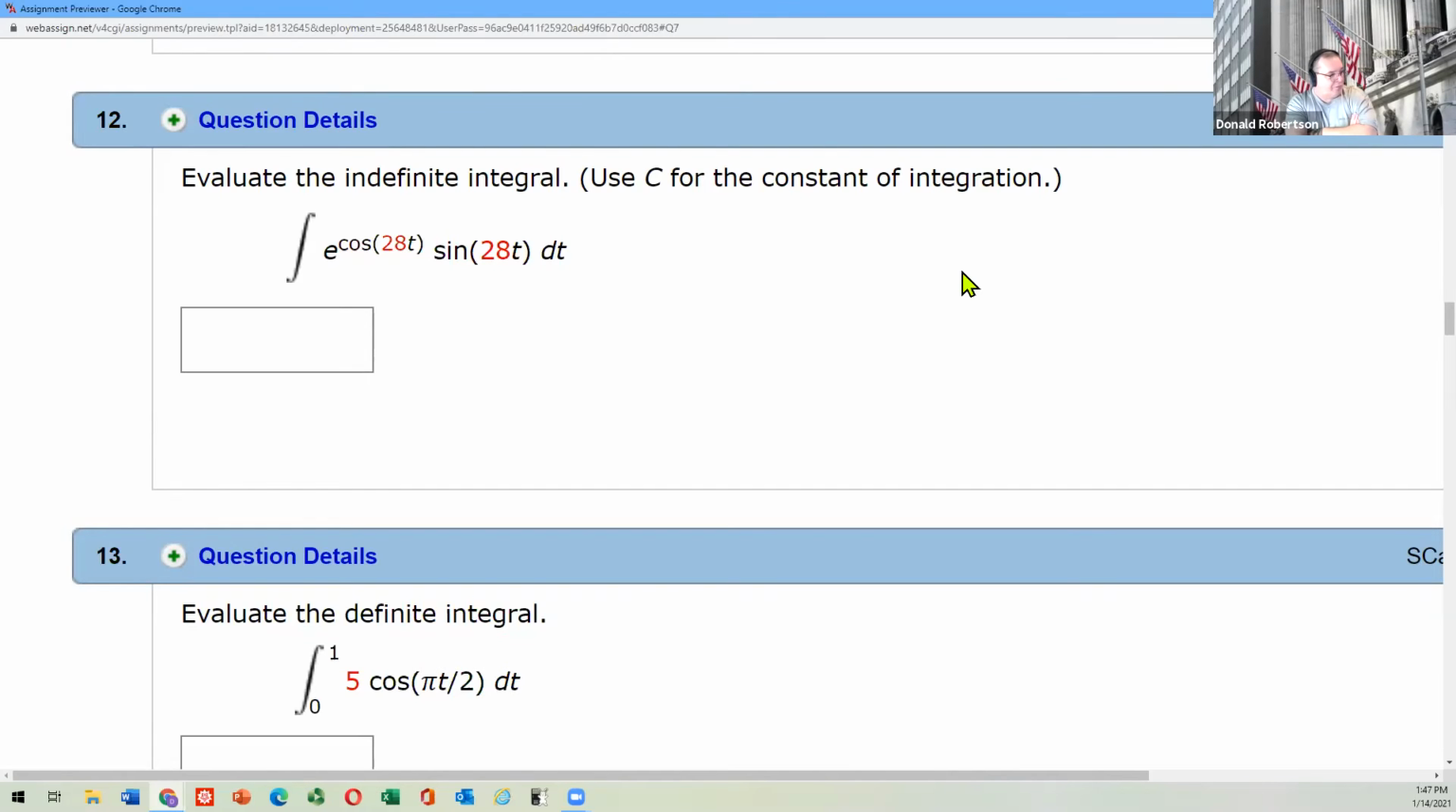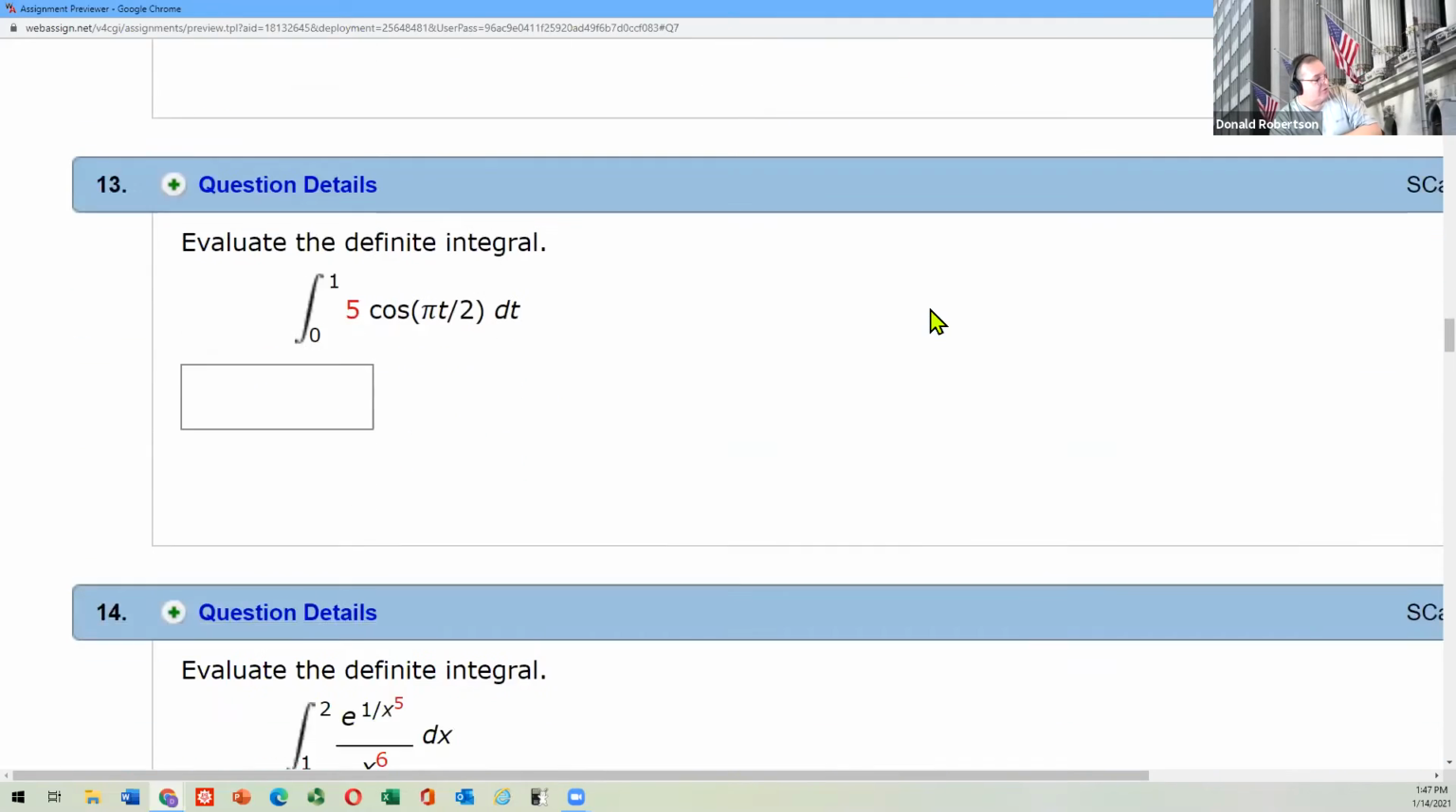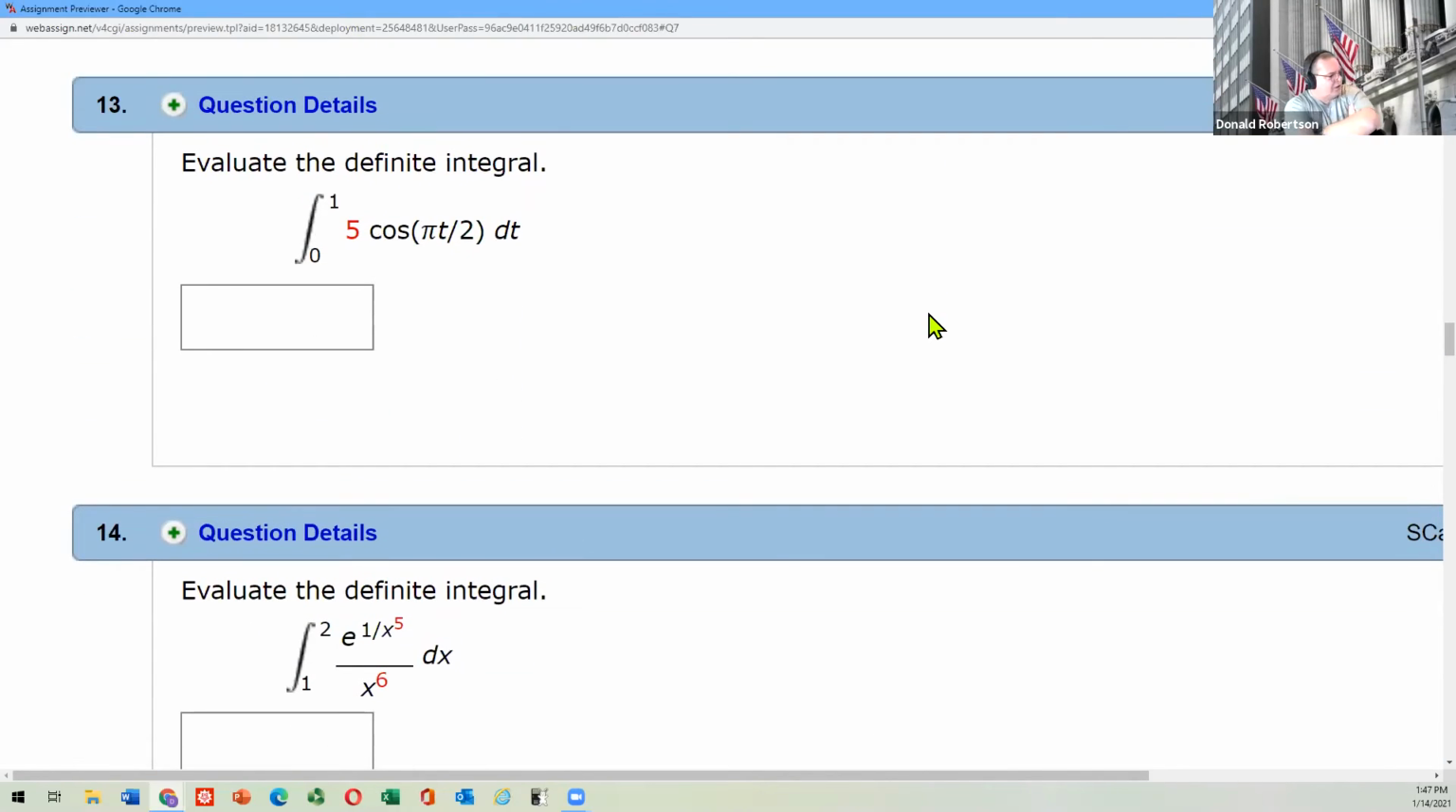What would the u sub be in question 12? Cosine of 28t. Yeah. Sometimes you have to trust the math and say, I don't like the looks of that one, but trust it. Eventually that one works. That one is decidedly simple and therefore very easy to not know what to do. What is the u sub in 13? Pi t over 2. Yeah.